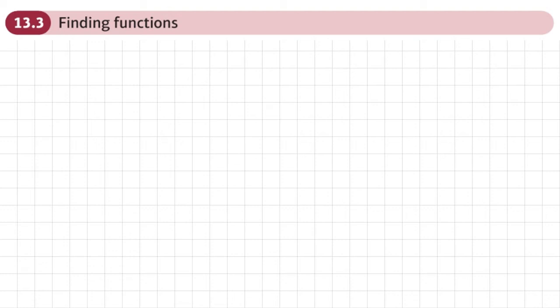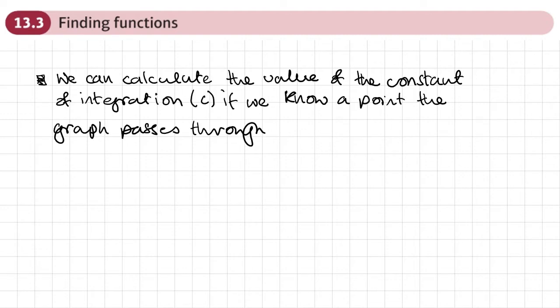This is the third section of chapter 13 on integration, and this section is about finding functions. Now, the questions that we've done before, we've always put plus c on the end. Now, it is possible to calculate the value of the constant of integration c if we know a point that the graph or the function passes through.